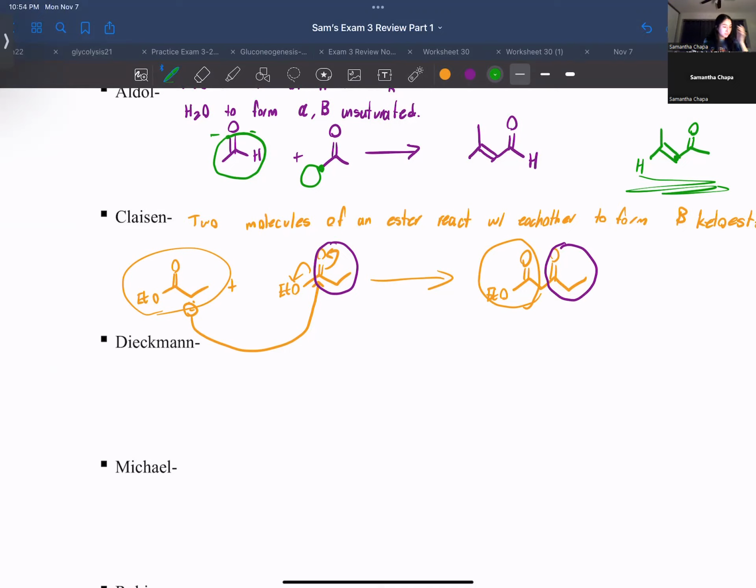For Dieckmann, it's an intramolecular Claisen. So an ester reacts with an ester, basically. So I'm gonna put intramolecular Claisen. And again, look back at your Claisen and it says two molecules of an ester react with each other. So intramolecular means within one compound. So then in one compound, I'm gonna need two esters on there. And I'll show you again.